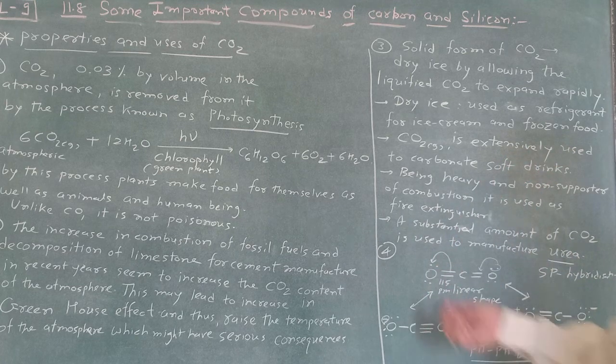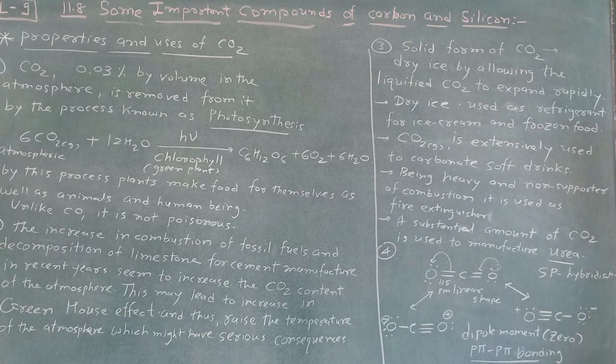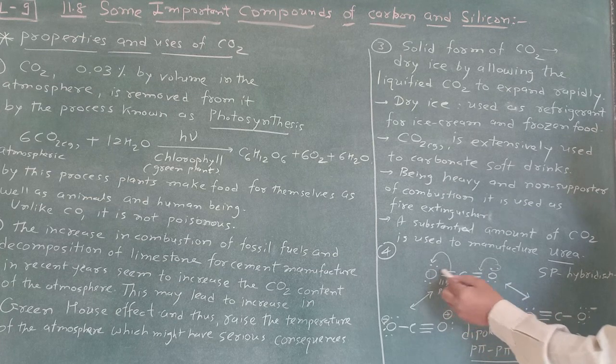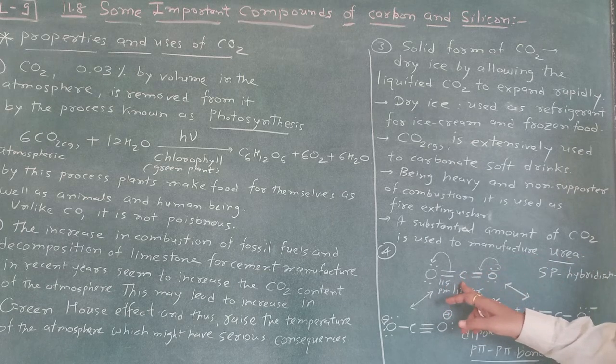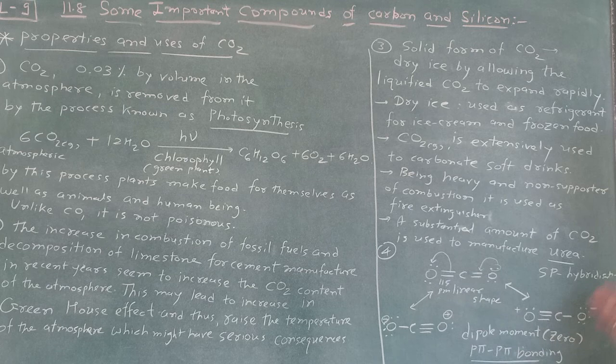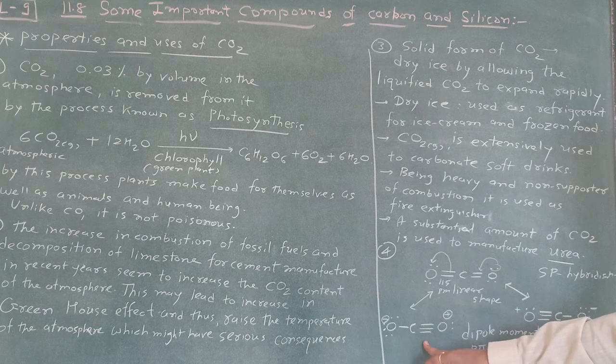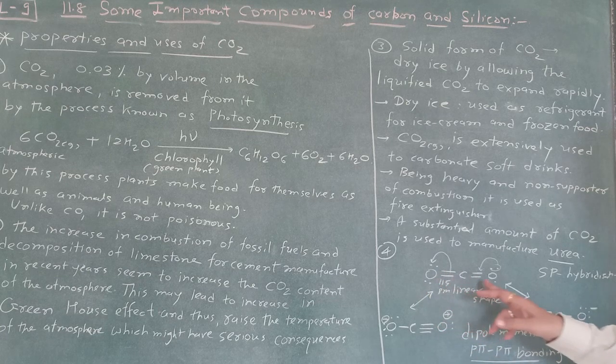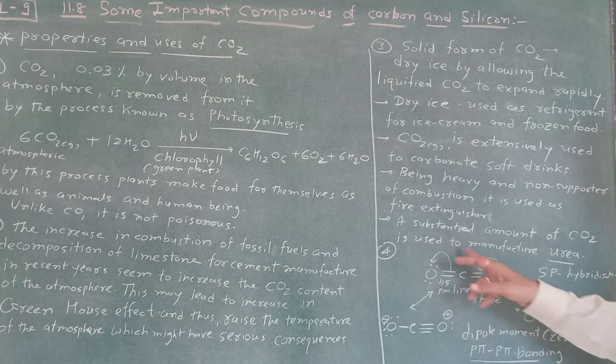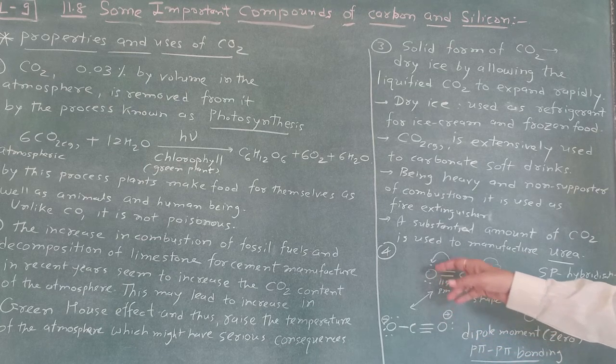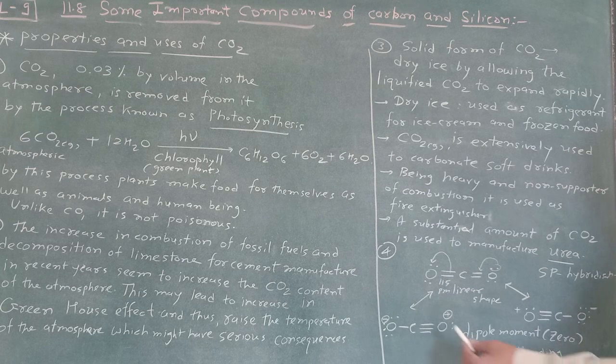Fourth one: this carbon dioxide possesses this type of resonance structure, in which the C and O bond length is 115 picometer, and this carbon possesses sp hybridization. Remember that, because a triple bond is present in the resonance structure, sp hybridization takes place, and the two sp hybridized orbitals donate electrons, and due to that they form a p pi bond.